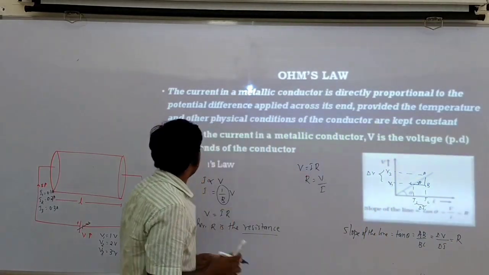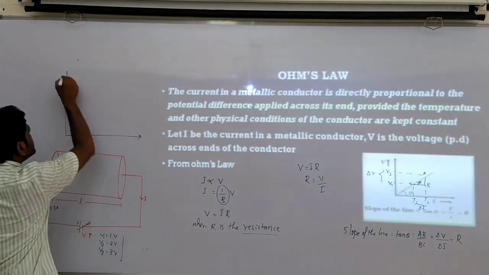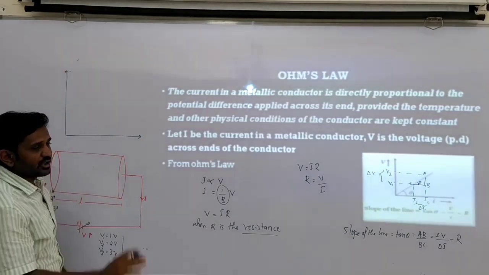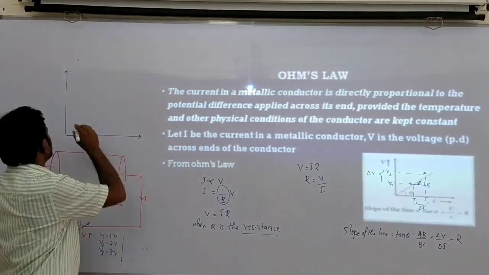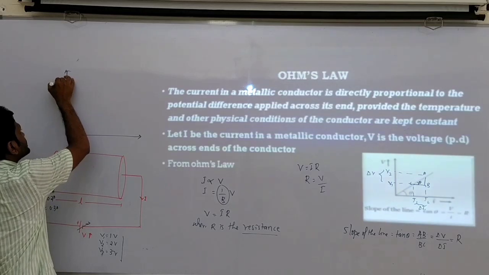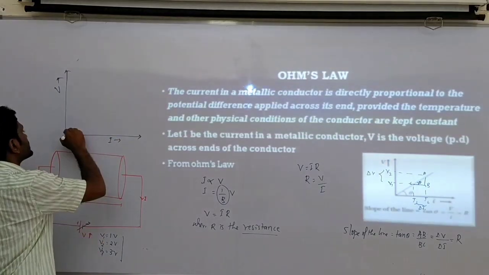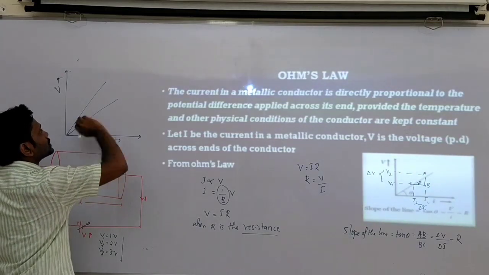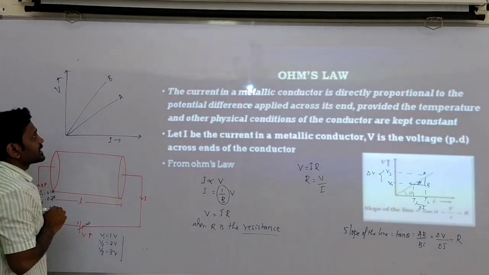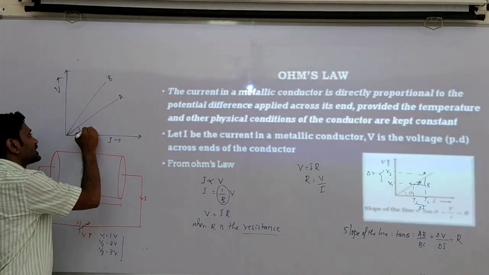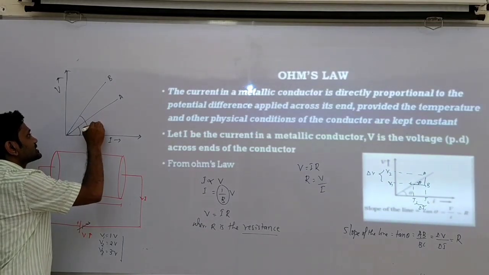Now we'll take one example. There are two materials, one we can take as material A and another as material B. If you plot the graph of voltage versus current, we get two straight lines, one for material A and another for material B. Their slopes we can take as tan theta 1, or theta 1, and theta 2.